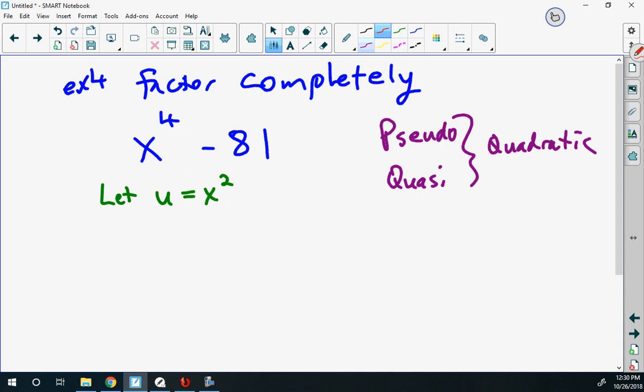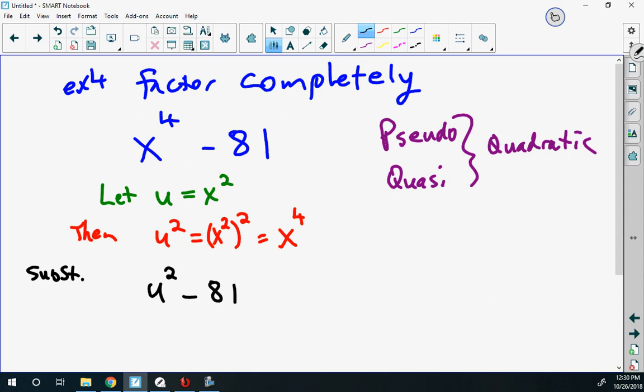So if U equals x squared, then U squared would equal x squared squared, which is x to the 4th. You see what I've got going on there? Okay, so now I'm going to use some substitution. So instead of x to the 4th, it's going to be U squared minus 81. Oh, now it is quadratic. Now it's not just pseudo-quadratic or quasi-quadratic. Now it's quadratic, and I know how to factor now.